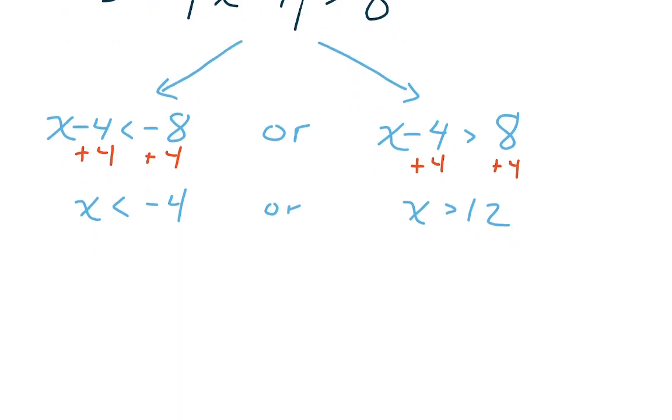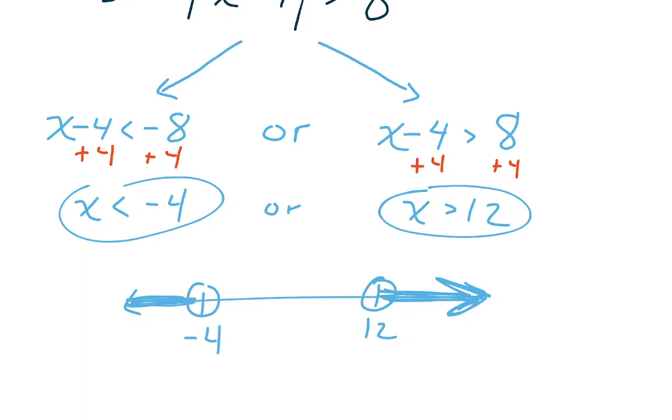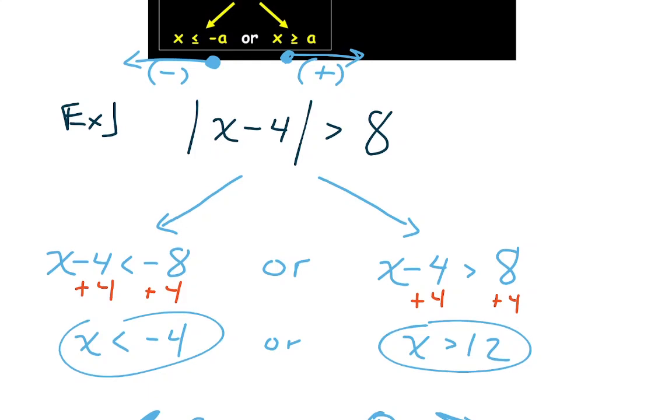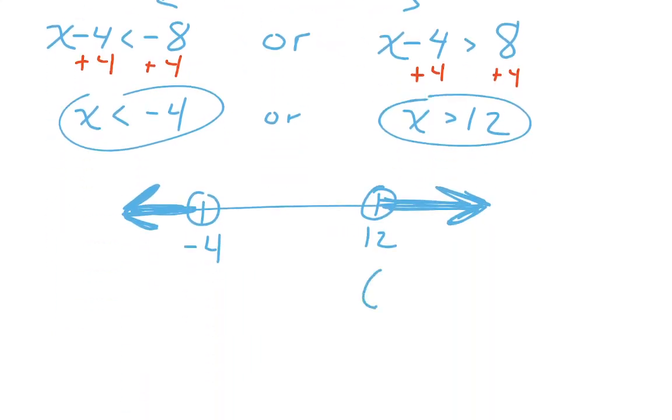Now when you look at these two statements on a number line, we have to make sure that we are going in the direction that we want to. To be greater than 12 means that I'll be going to the right, so that looks good. To be less than negative 4 means that I'll be going to the left. And so this looks good. This is what's supposed to happen when you have an absolute value that's greater than. By the way, we can also write this answer using interval notation, or we can say that we can go 12 to infinity, or perhaps negative infinity to negative 4.